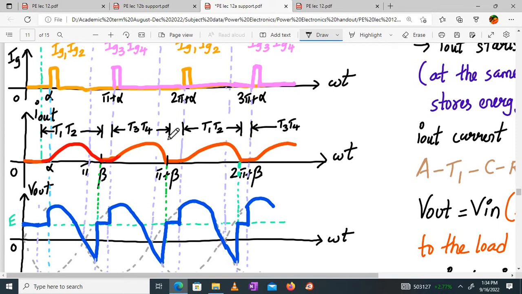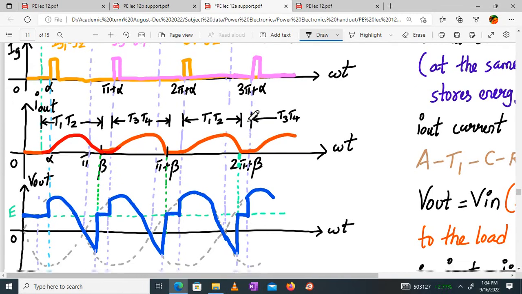So load current off कभी हो रहा है? From beta until the next trigger. So these periods which I have now marked, no transistor is on there. And this is the functioning.